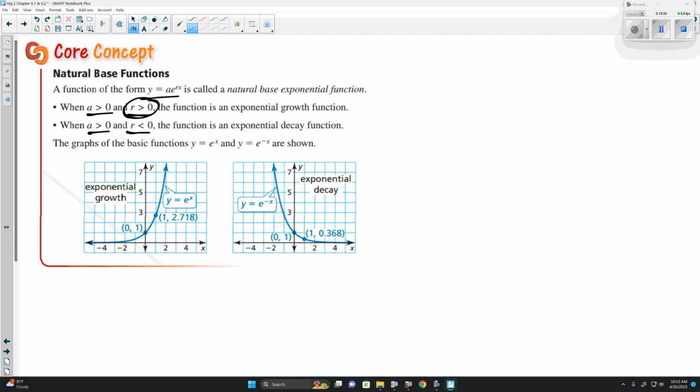Now, when the number in front of e is positive and the number in the exponent is less than 0, it's exponential decay. Notice the number in the exponent for growth is greater than 0. So it means that value is positive. It's not talking about a whole number or a decimal. It's saying it's greater than 0. And it's exponential decay when that number in the exponent is negative. It's less than 0. So even though we could have a number in the exponent that's 1/2, if it's positive 1/2, it's still growth. If it's positive 5, it's still growth. However, if it's negative, it's going to be decay.